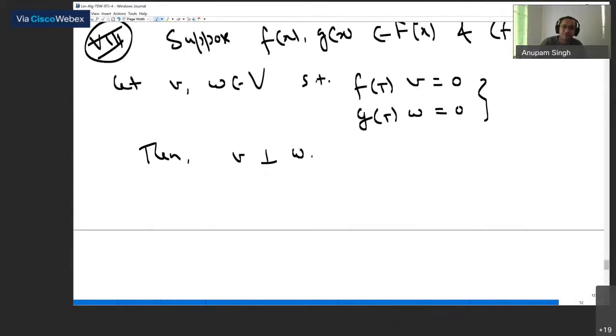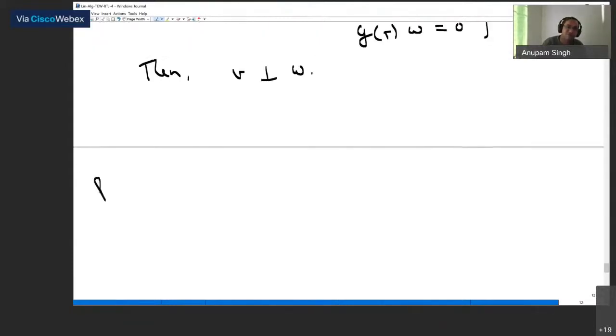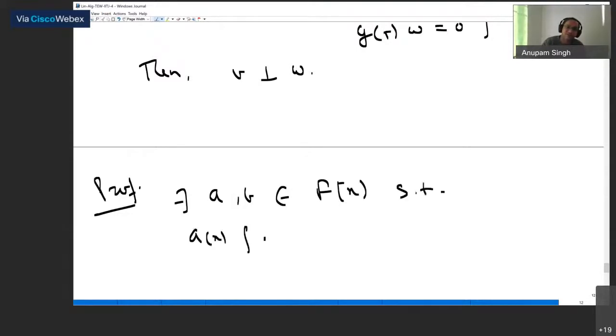This is a very interesting consequence. We use this kind of thing when we prove the cyclic decomposition and primary decomposition, so it is the analog of that here in the general setting. So let's prove this. Since f and g are coprime, using a ring theory result, there exist a(x) and b(x) in F[x] such that a(x)f(x) + b(x)g(x) = 1.